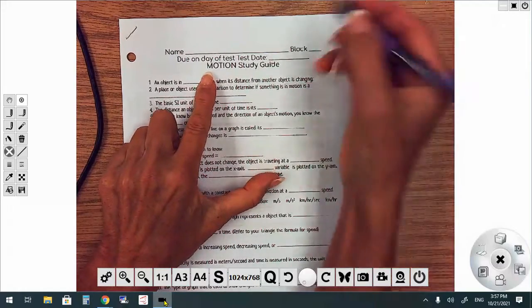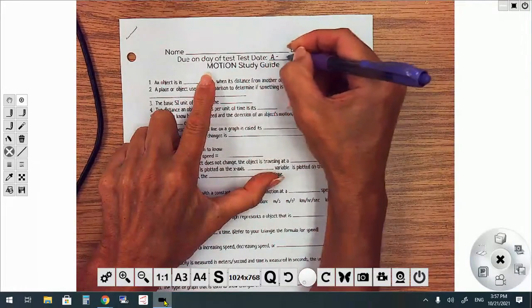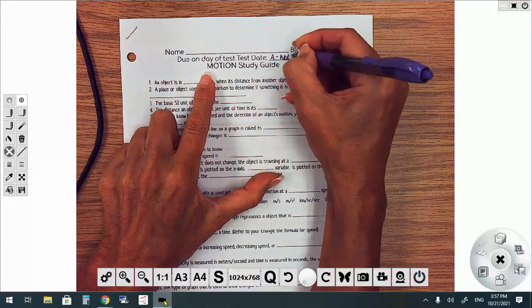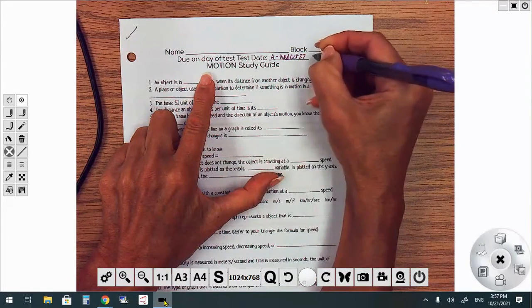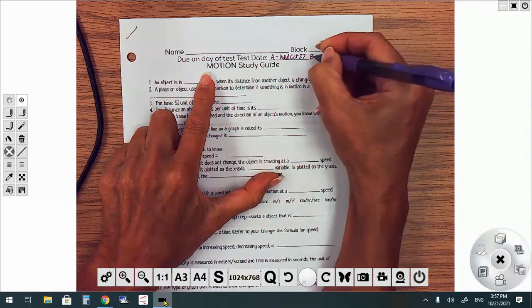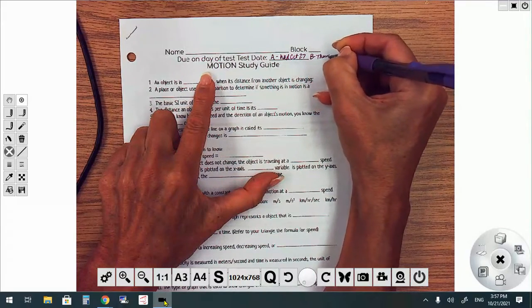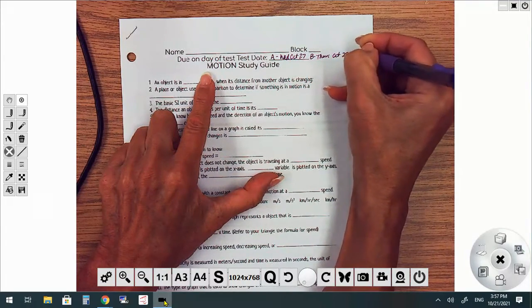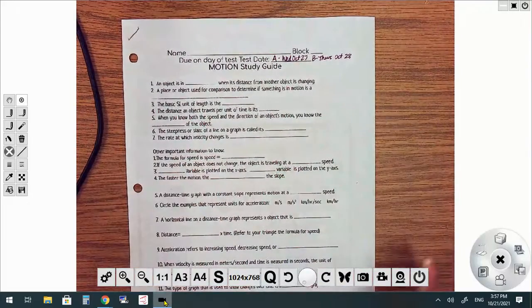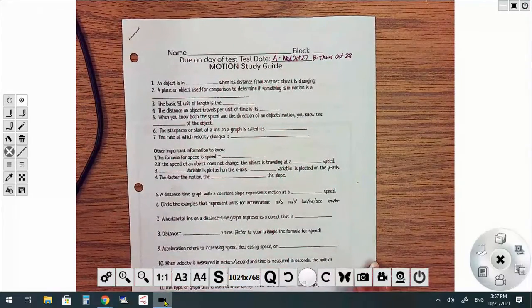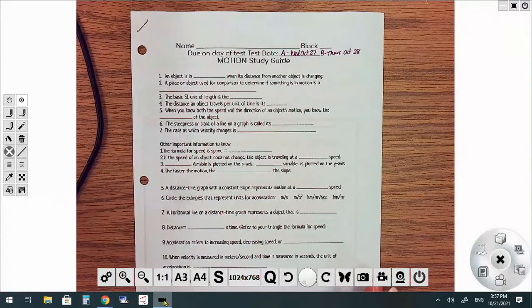If you're an A day, your test day is Wednesday, October 27th. If you are in a B-Day class, it's Thursday, October 28th. So this is when this is due. Okay, so you're checking your work as you go along, as you answer the questions on Edpuzzle.